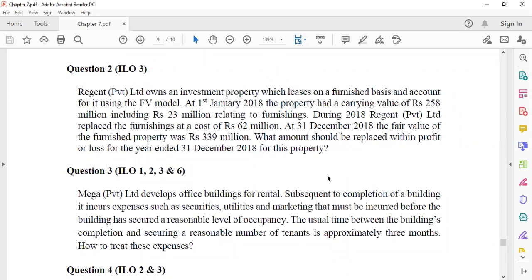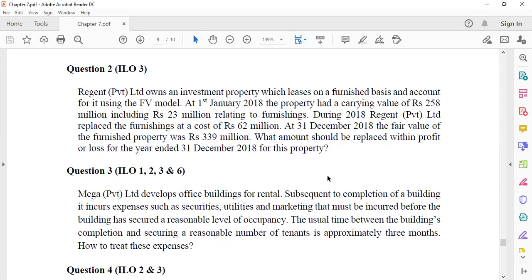During 2018 the region private limited replaced the furniture at a cost of 62 million. So you feel that the furniture you have is not suitable for the use, therefore you thought of replacing that. So you incur a cost and you purchase some new furniture for this particular property. You replace that incurring 62 million.